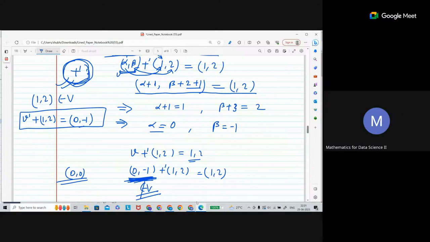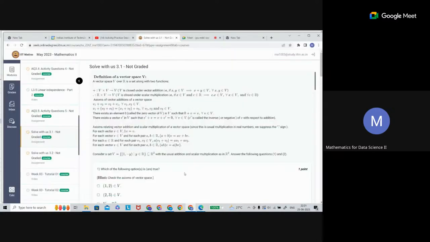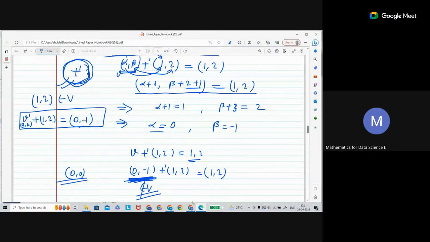Now let's find it here. Let's say this is A, comma B, and B prime is A, comma B. There exists an A, comma B we will try to find. How is the operation defined? A plus 1, B plus 2 plus 1 equals the identity element. Let's do it coordinate-wise. A plus 1 equals 0, and B plus 3 equals -1. That means A equals -1 and B equals -4.